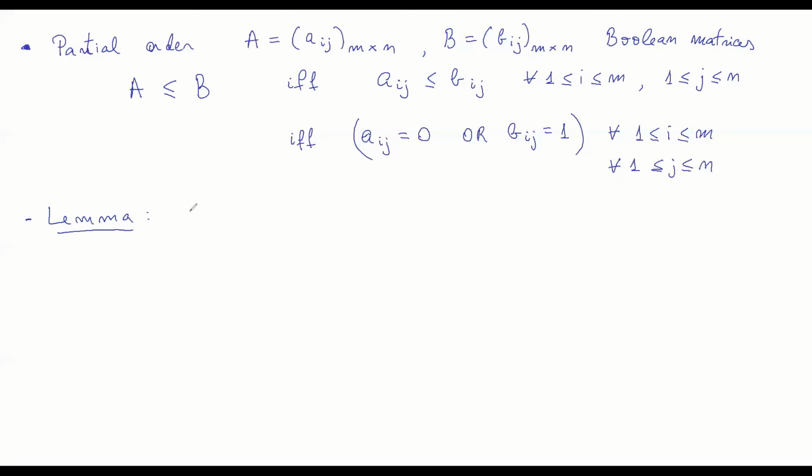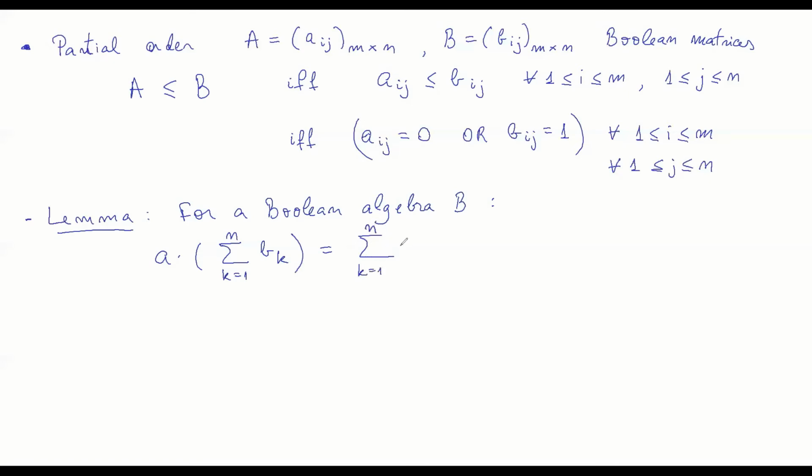So I'm saying for a Boolean algebra, not just Boolean matrices or B2, but really for any Boolean algebra B, we have the following property: A times a finite sum of elements is exactly this sum, which is just a generalized distributivity law.